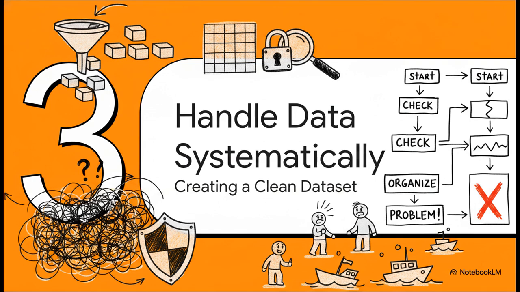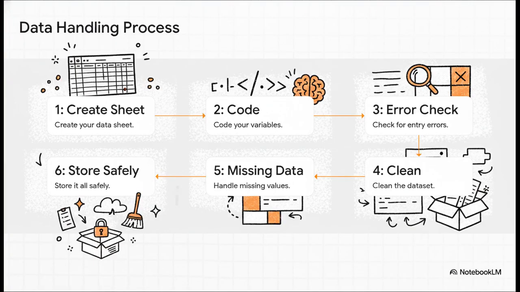Getting this right is how you prevent massive headaches before you even start your analysis. The whole process can really be broken down into these 6 straightforward steps. You're going to create your data sheet, code everything consistently, hunt for any errors, clean up the mess, figure out a plan for missing data, and then store it all somewhere safe.